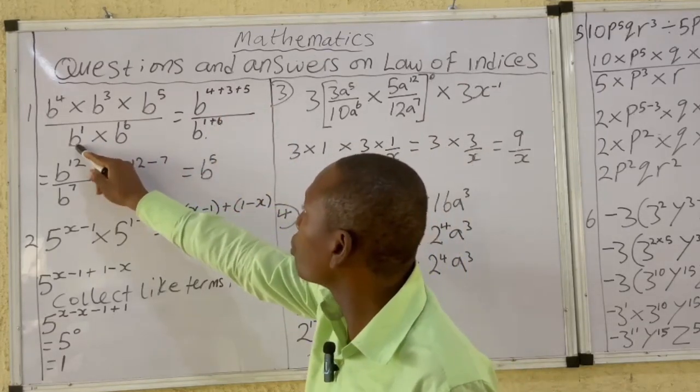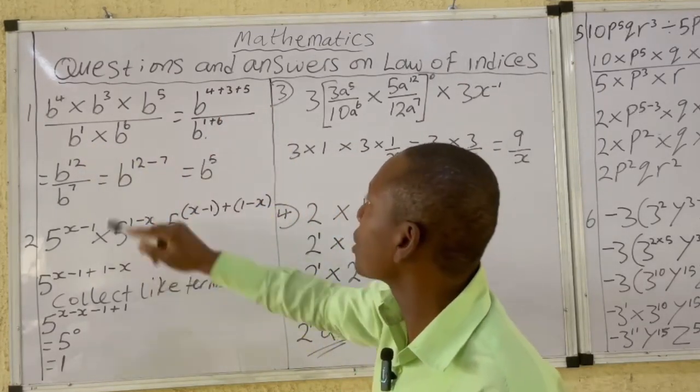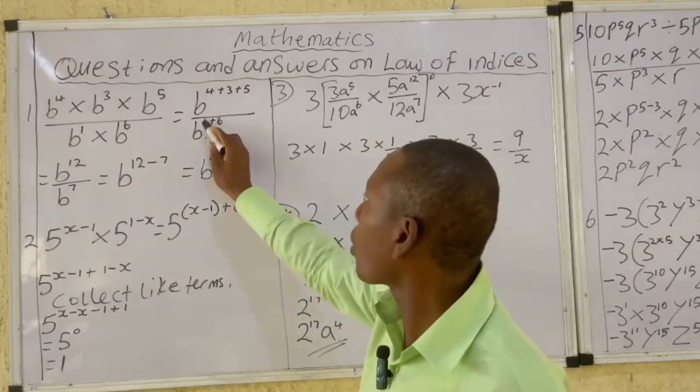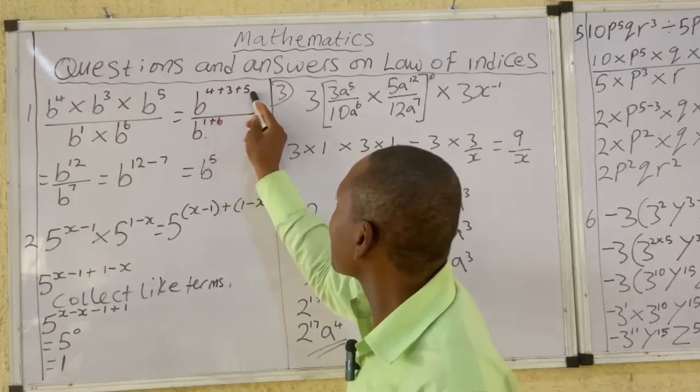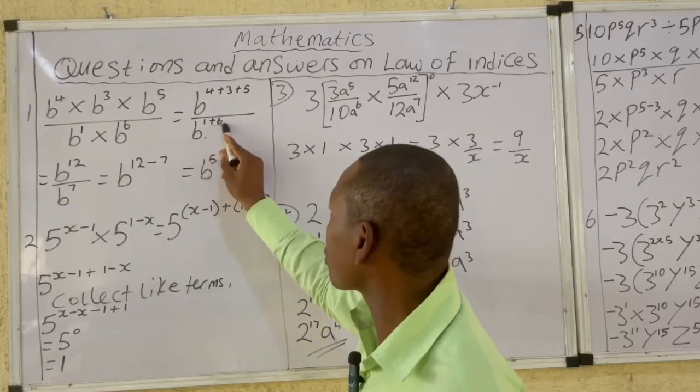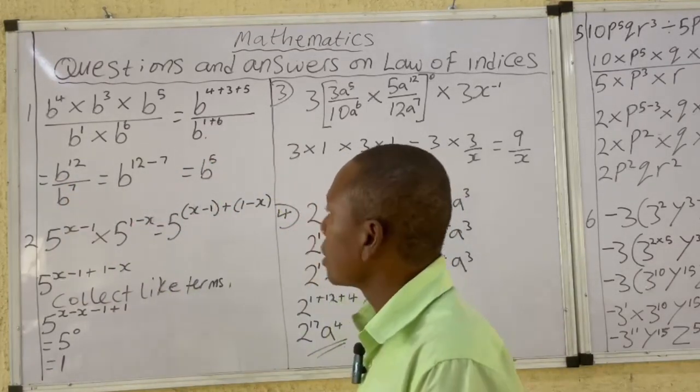All right, I'll do the same for the denominator. I'll pick one base and add the powers. Here we have 1 and here we have 6, so 1 plus 6. If I add the numerator together, I'll have b raised to the power 12. And if I add 1 plus 6, I have b raised to the power 7.